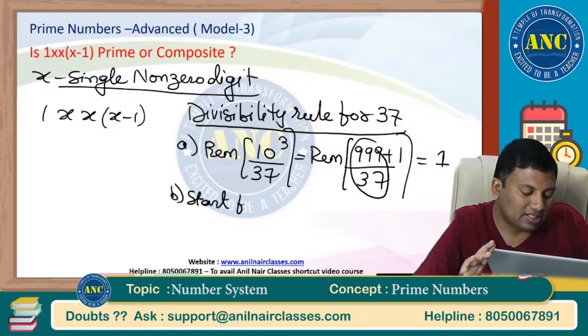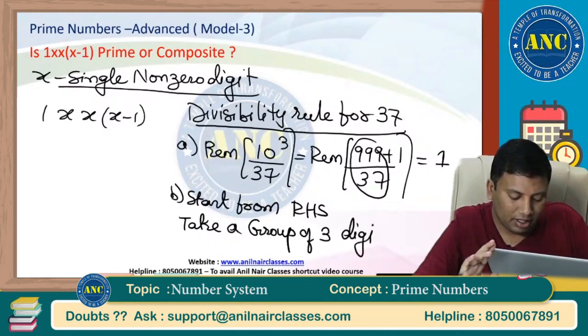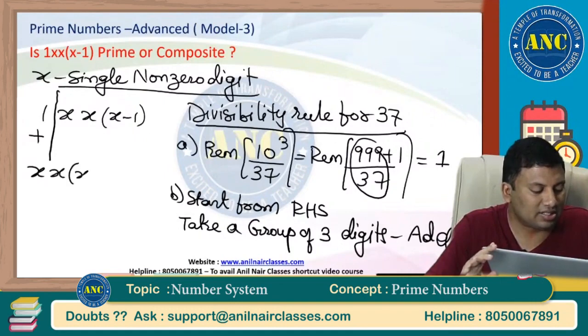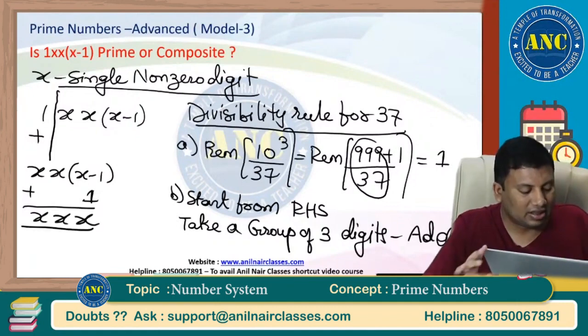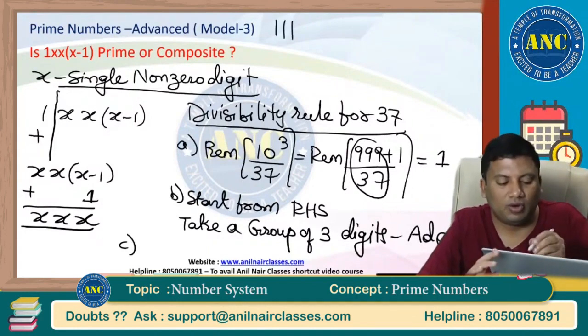So what is the concept? Start from the right hand side. Take a group of 3 digits. Add them. This is the first key point. So take a group of 3 digits and add them. This is nothing but xx, x minus 1, plus 1, this is nothing but xxx.